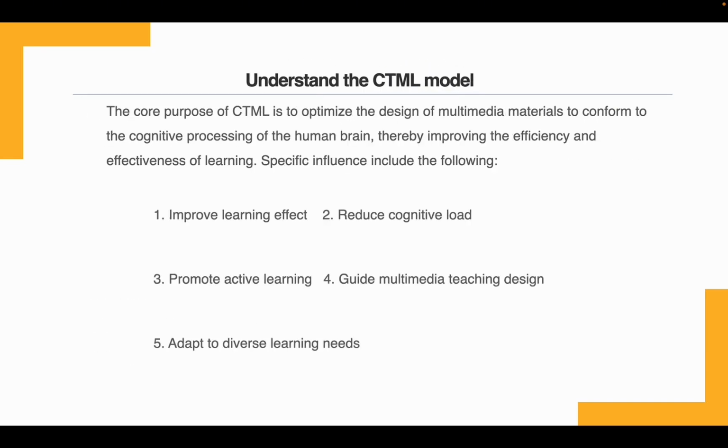The core purpose of CTML is to optimize the design of multimedia materials to conform to the cognitive processing of the human brain, thereby improving the efficiency and effectiveness of learning. Specific influences include the following: 1. Improve learning effect. 2. Reduce cognitive load. 3. Promote active learning. 4. Guide material teaching design. 5. Adapt to diverse learning needs.